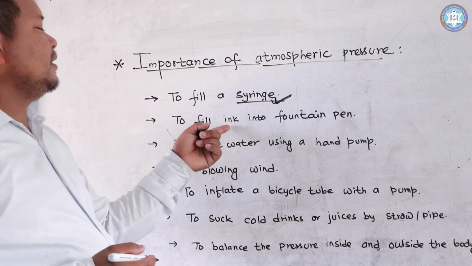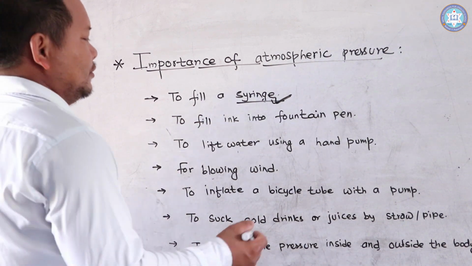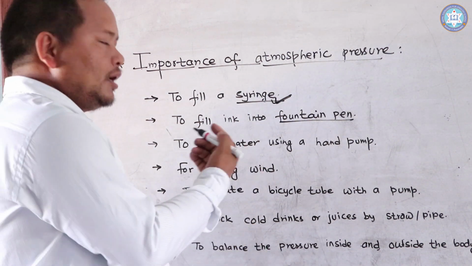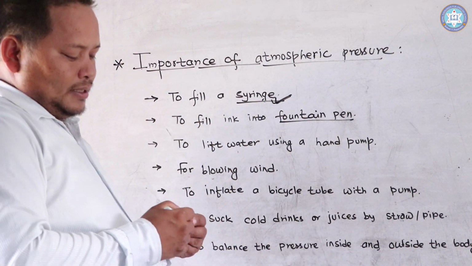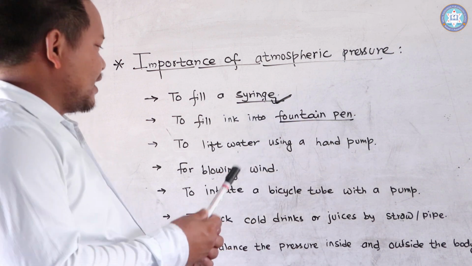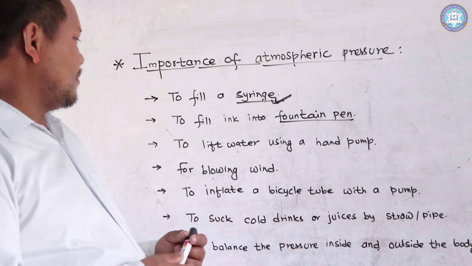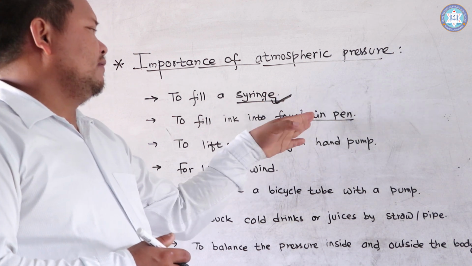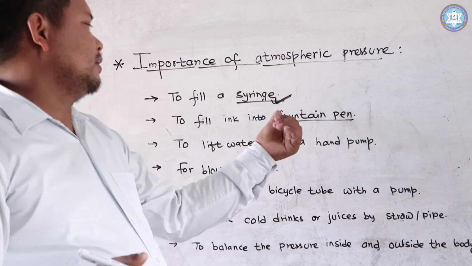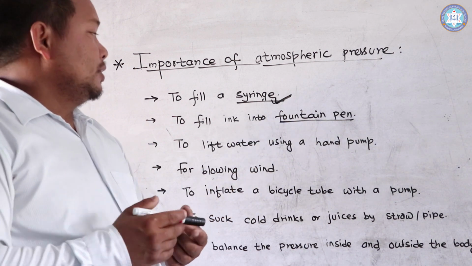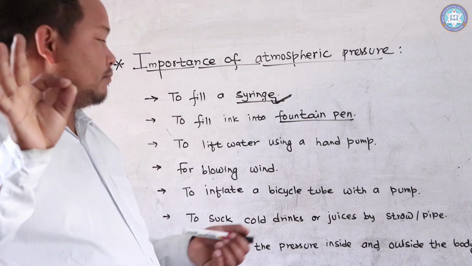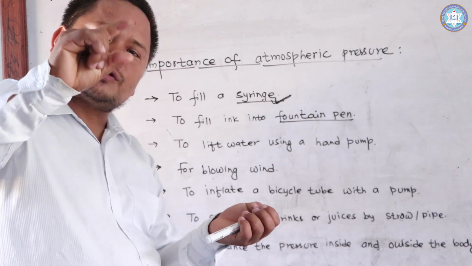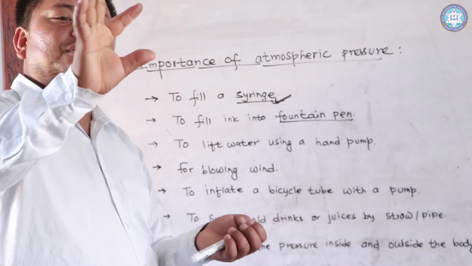Another is to fill ink into a fountain pen. Do you know the fountain pen? We can also say ink pen, and this marker also. We can fill ink in a marker also, and the same process is repeated with this fountain pen. To fill ink in this fountain pen, we use the rubber: we press it, then we release it.